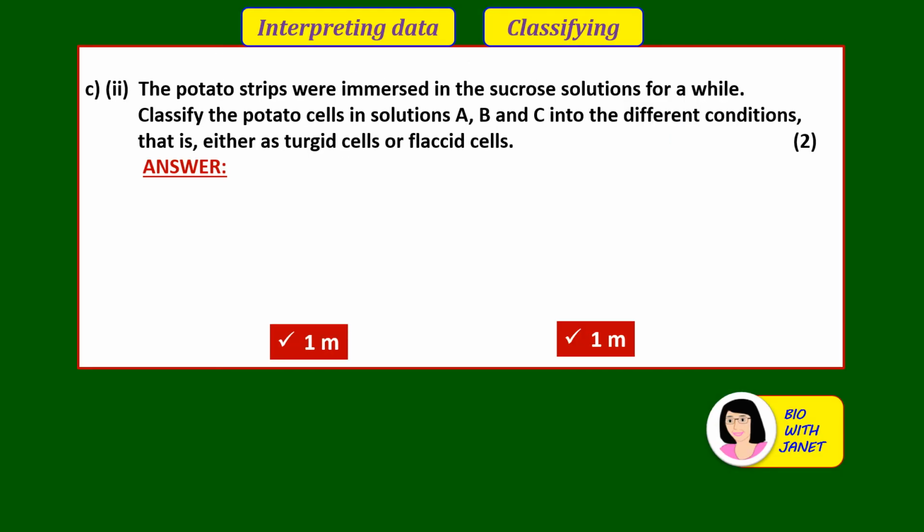Next is a question on classifying. Now, the potato strips were immersed in the sucrose solutions for a while. So classify the potato cells in solutions A, B, and C into the two different conditions, that is either as turgid cells or flaccid cells. Okay, so highlight here, turgid or flaccid cells, right? Turgid or flaccid cells.